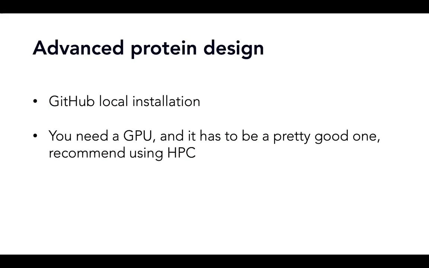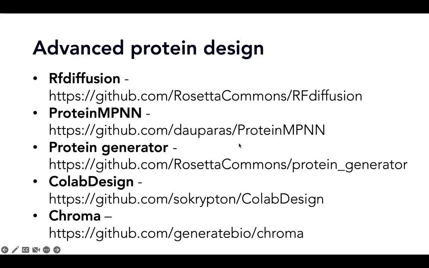But if you are more interested in advanced protein design and that's where you're going, and if this was too low level for you, then I would recommend doing a GitHub local installation. There's plenty of information on the respective GitHub pages. The only thing is you need a GPU, and it has to be a pretty good one, like I said. I recommend using your university high performance computing cluster if you have access to that. If not, you can use Amazon Web Services or Google Cloud Computing. You can do things on that are quite sophisticated.